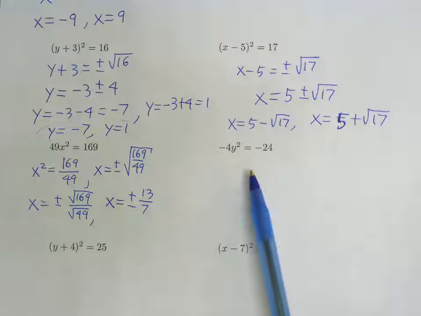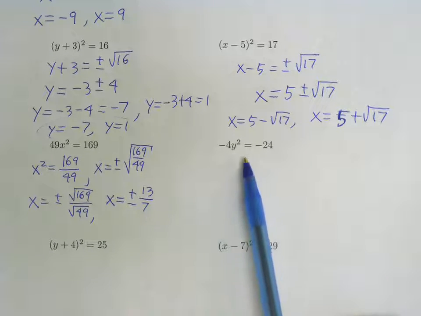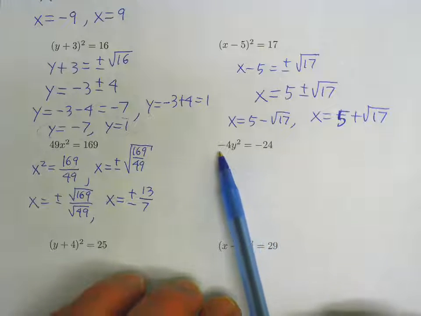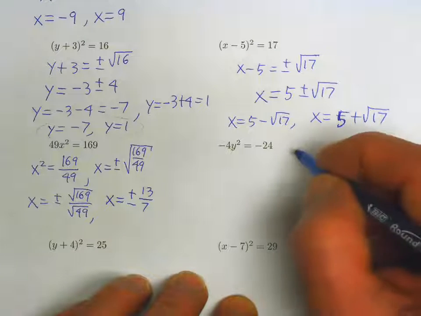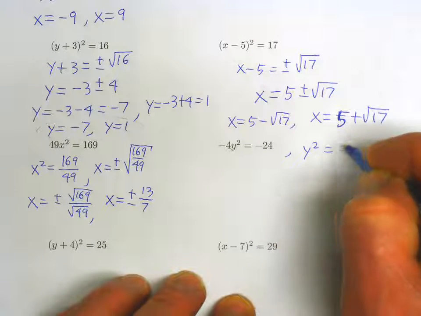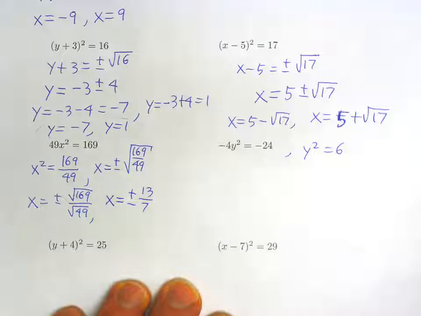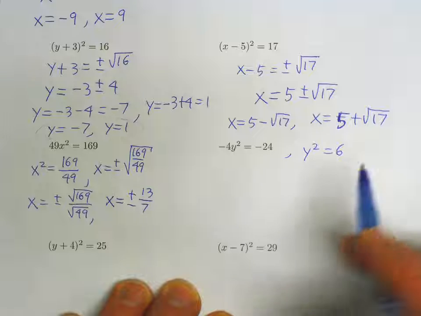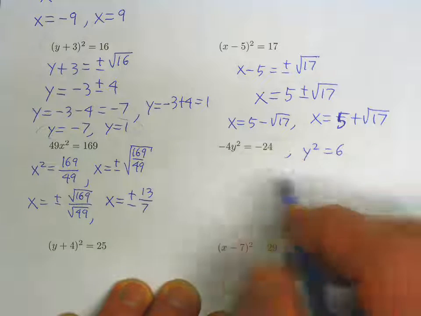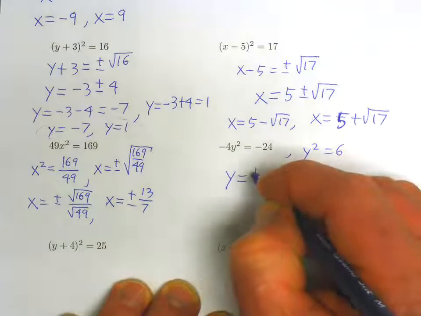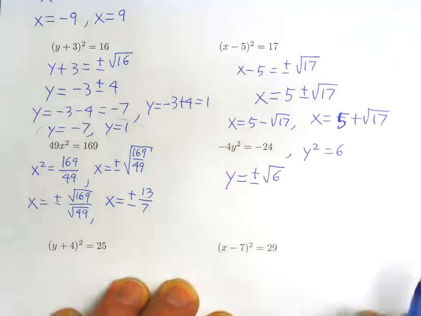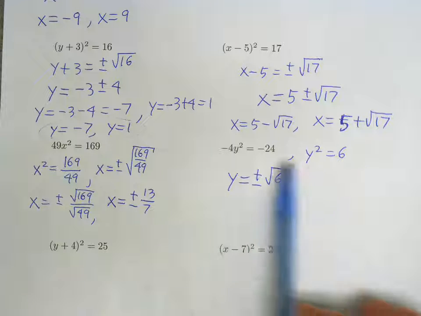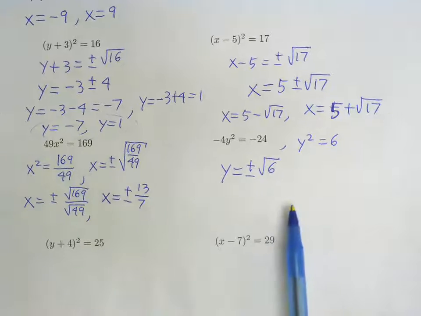Okay, in the next example, negative 4y squared equals negative 24. So on this one, start by dividing both sides by negative 4. And we get y squared equals positive 6. And now there's just one step to finding both solutions. Apply the square root property, we get y equals positive and negative square root of 6. And the square root of 6 cannot be simplified further, so that represents both solutions.